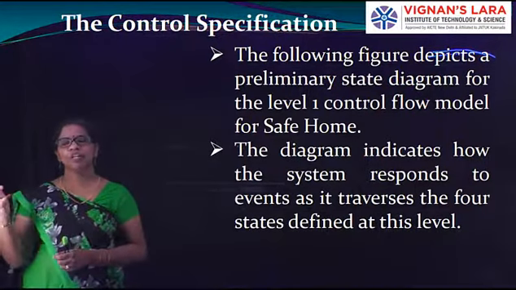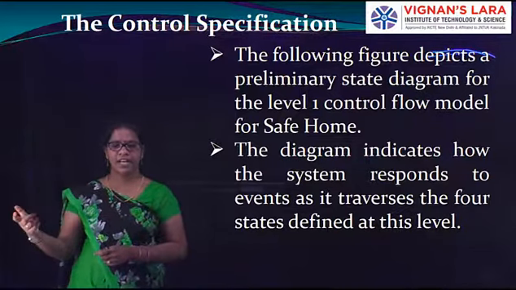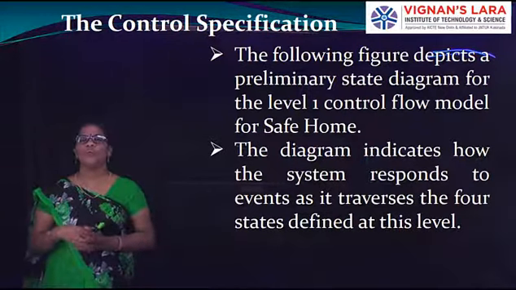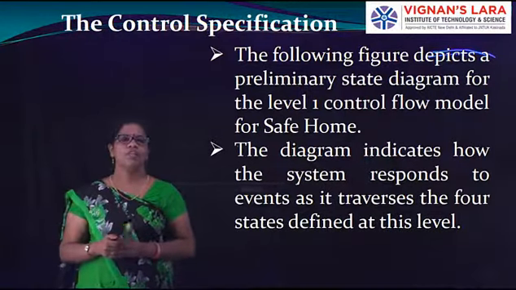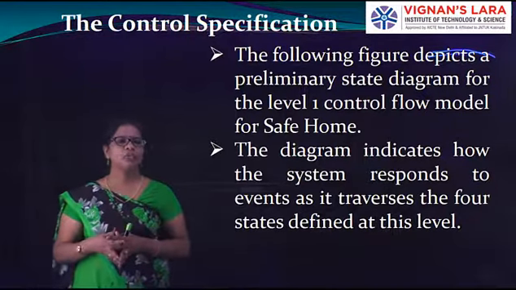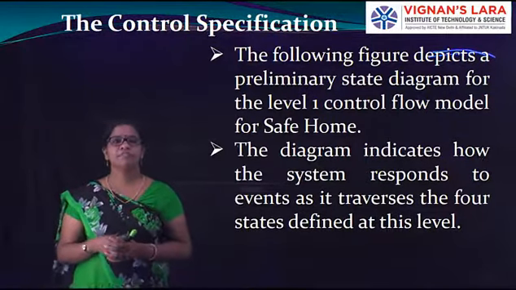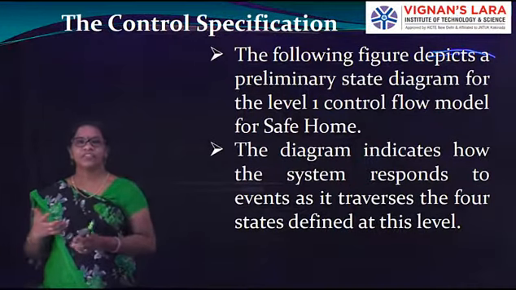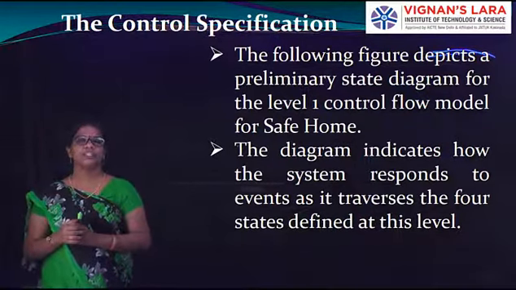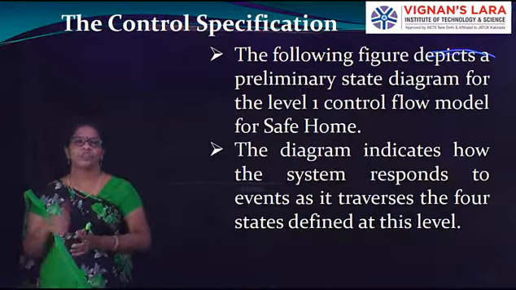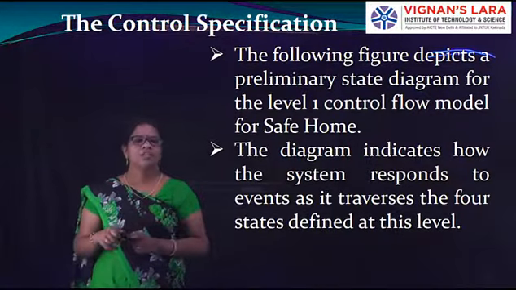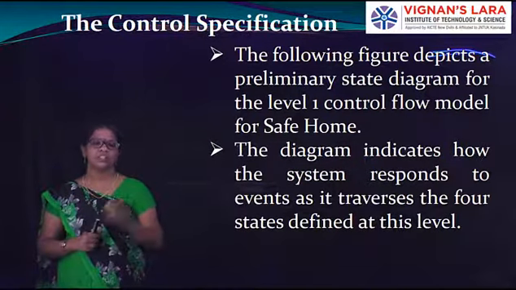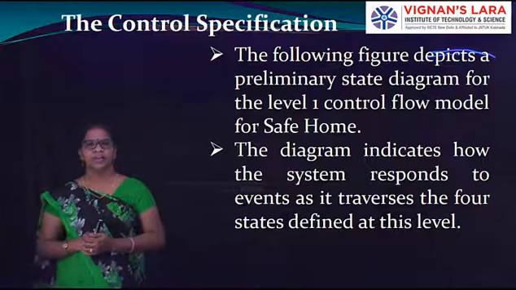So for the previous data flow model diagram that I have shown, we will go for a state diagram. How do we have to draw the state diagram for that? This diagram indicates how the system responds to events. Events are nothing but some action we are doing internally or externally. If you click on the switch, that is an event. If you click on the submit button, that is an event. The diagram indicates how the system responds to events as it traverses the 4 states defined at this level.